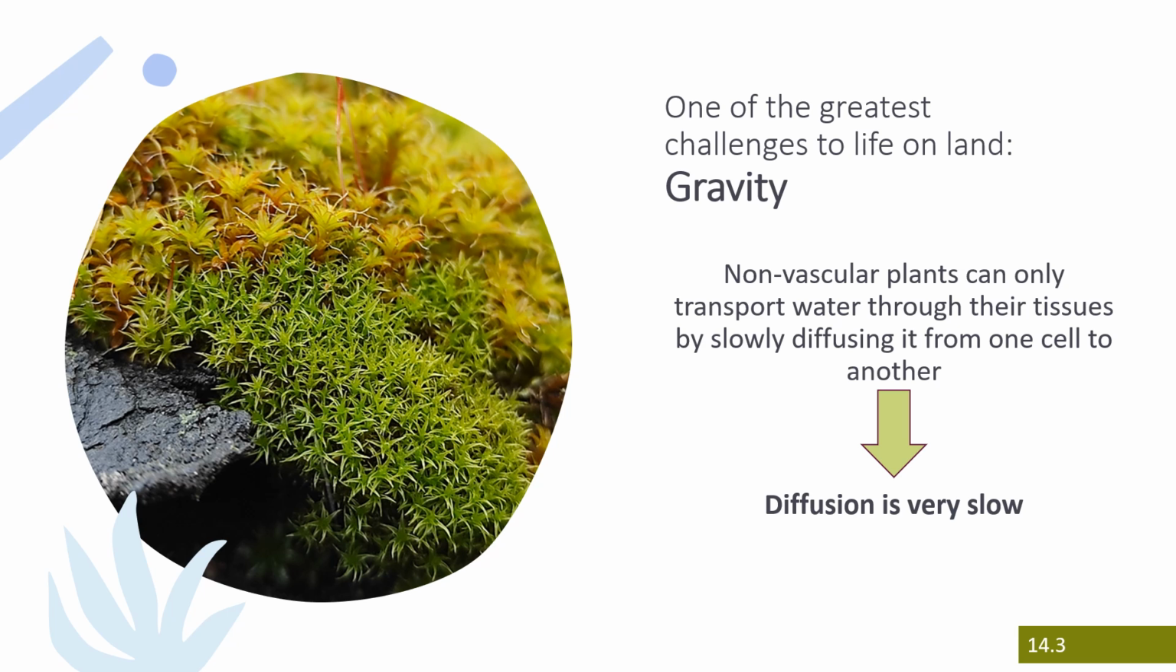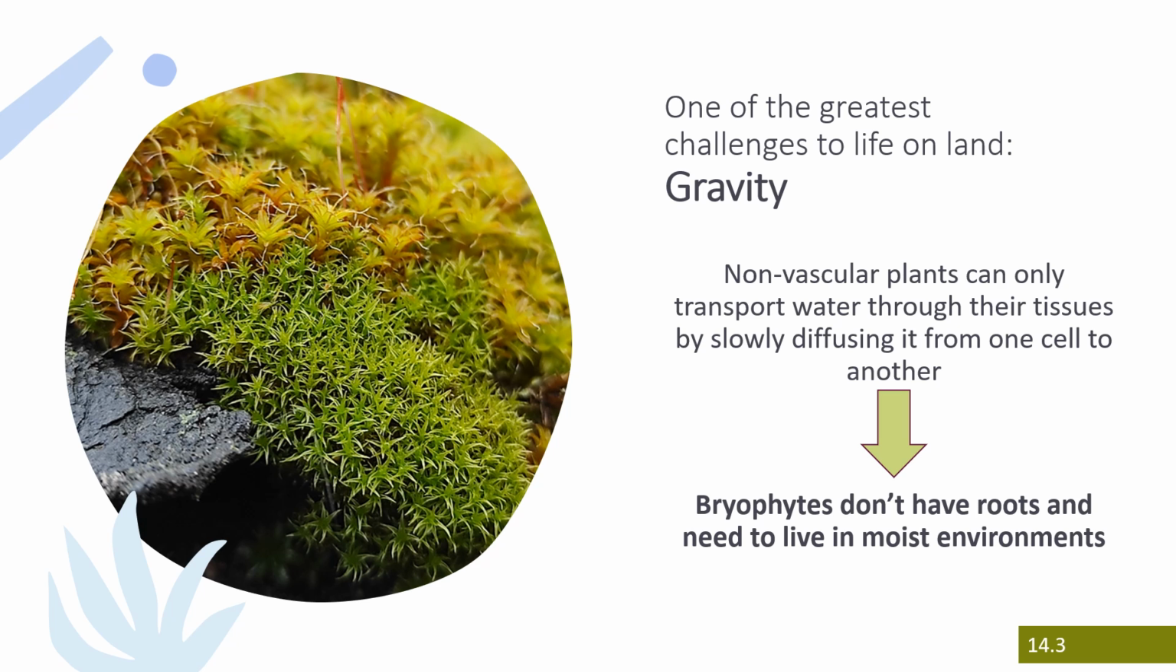The problem with diffusion is that it's very slow, so this is not an efficient enough system for these plants to get very large. Because they rely on diffusion, water has to move slowly through one cell and then into the next. So it would take forever for water to travel up a long root system to the shoot system of the plant.